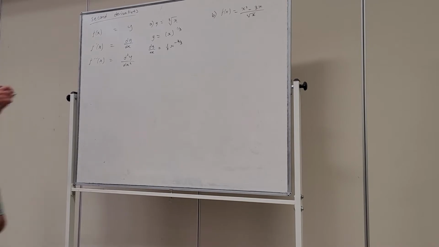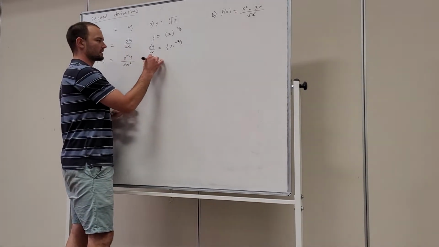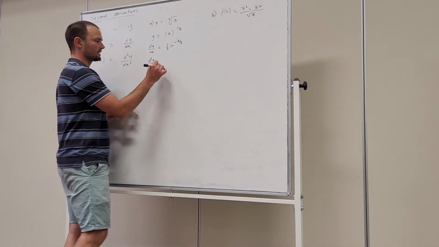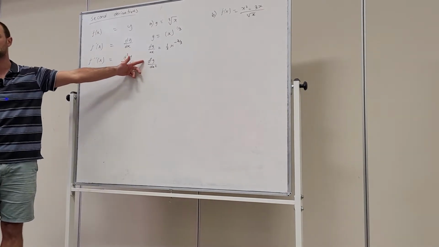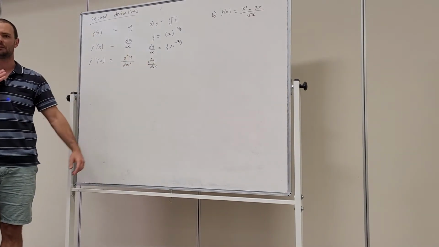And then we'll do it again. So we've gone from dy on dx to d squared y on dx squared. This is the correct way to write it. Notice how the squared is in between the x and the y.